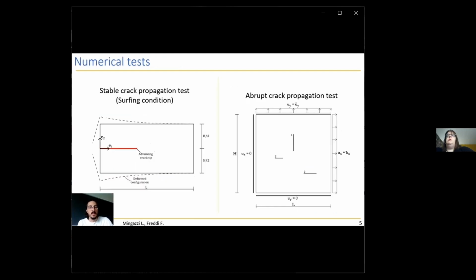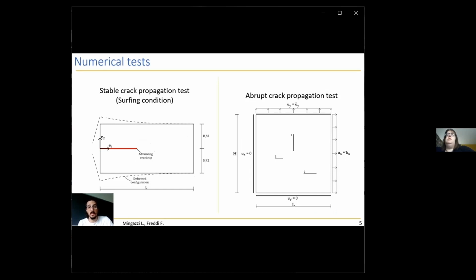We investigate the effectiveness of our refinement procedure by studying two different numerical tests. The first one being a stable crack propagation test, also known as a surfing condition test, where a 2x1 rectangular domain is considered and the displacement is applied on the whole external boundary such that the crack advances by a fixed amount at each time step.